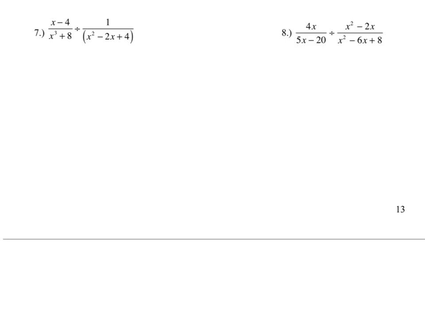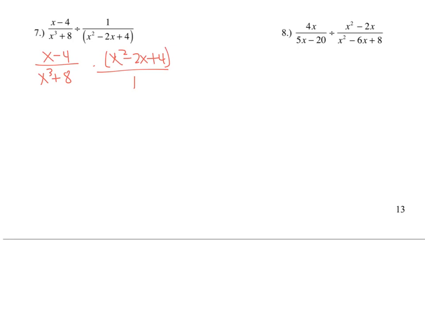So division, remember we never divide by a fraction. Instead we multiply by its reciprocal. So we can rewrite this problem as a product. We're going to multiply by x squared minus 2x plus 4 over 1. So you take the reciprocal of the thing you're dividing by. Remember, reciprocal means top numerator becomes denominator, denominator becomes numerator.